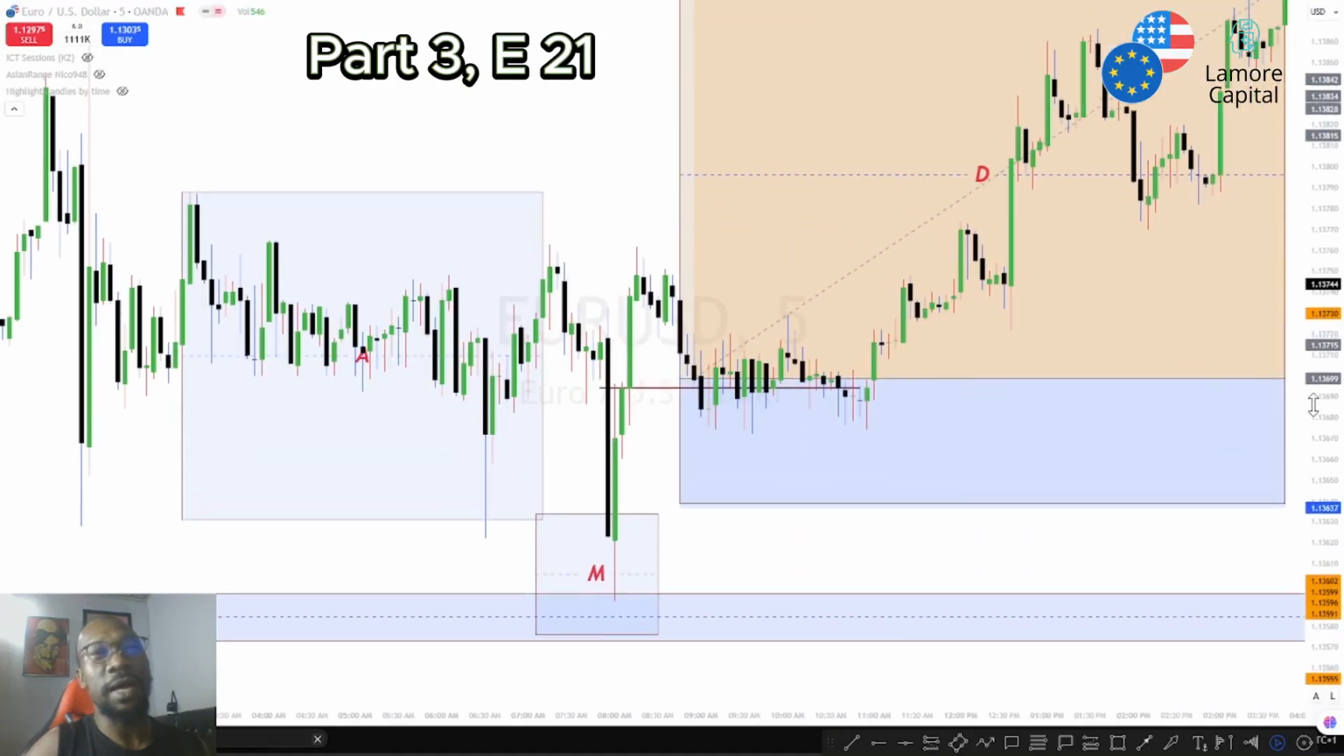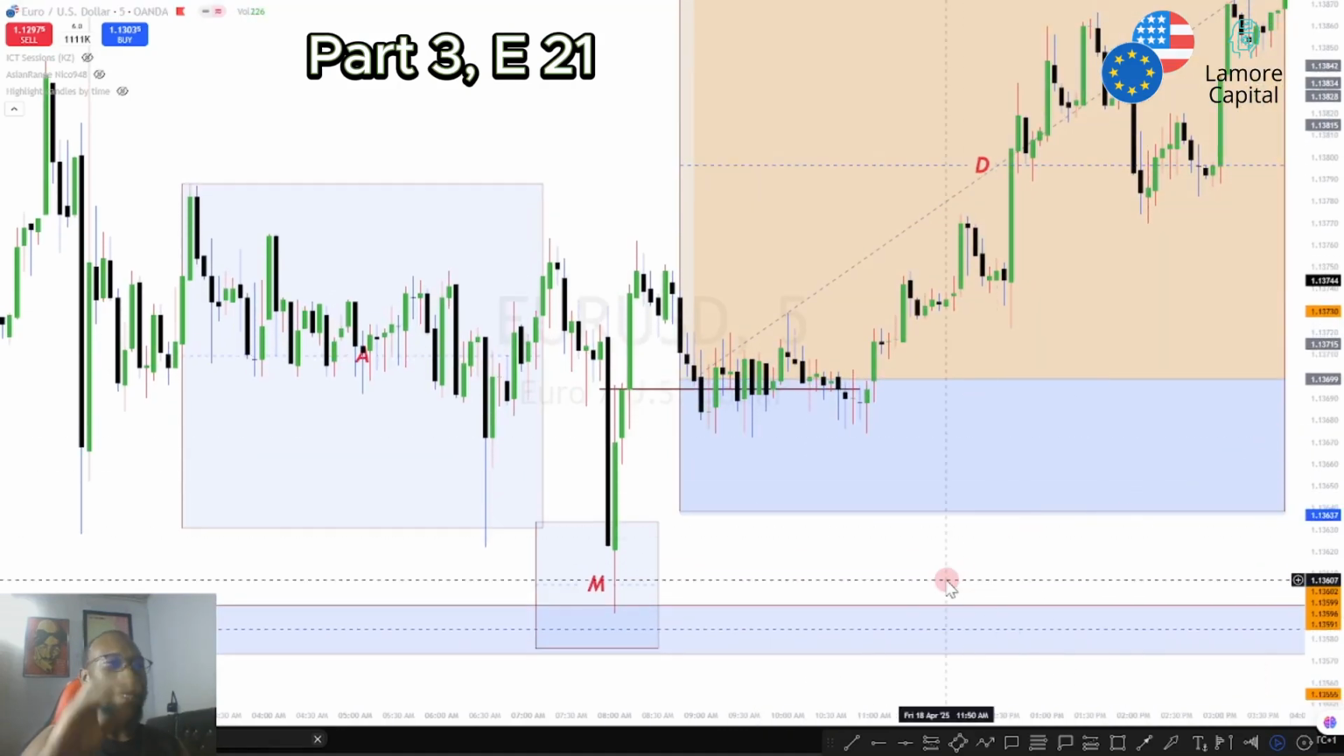Irrespective, we caught an AMD. That's accumulation, manipulation, and distribution. AMD is one of the best strategies that I've actually tested but haven't used enough. I haven't used AMD enough, but I knew that AMD was working. I knew it was working.